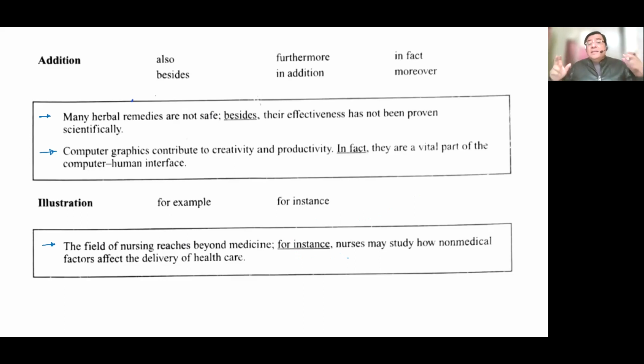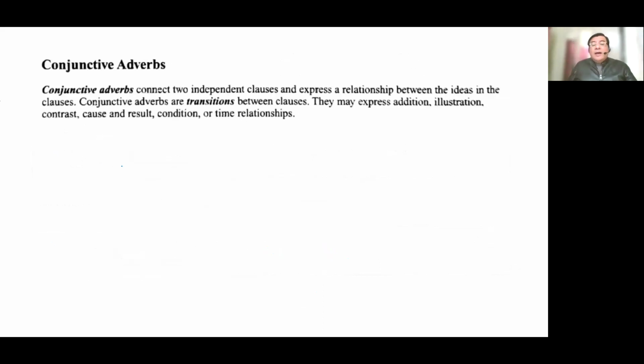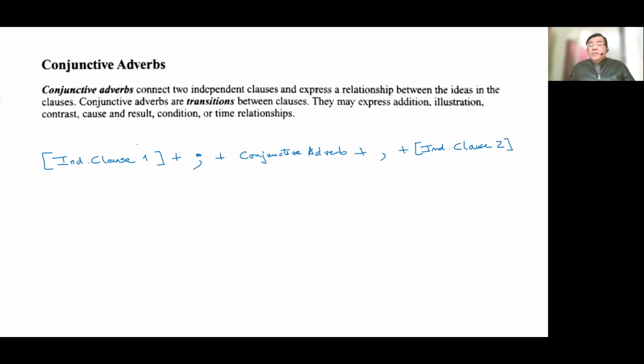And same as besides in the group above, you can use this between two independent clauses, but before the conjunctive adverb, you place a semicolon or a full stop, and after it, you place a comma. Take a look at these punctuation symbols, right? A semicolon and a comma. So we have this structure for conjunctive adverbs: independent clause 1, then a semicolon, then a conjunctive adverb, then a comma, and finally independent clause number 2. So this is basically the structure when we put these two clauses together in a single sentence.